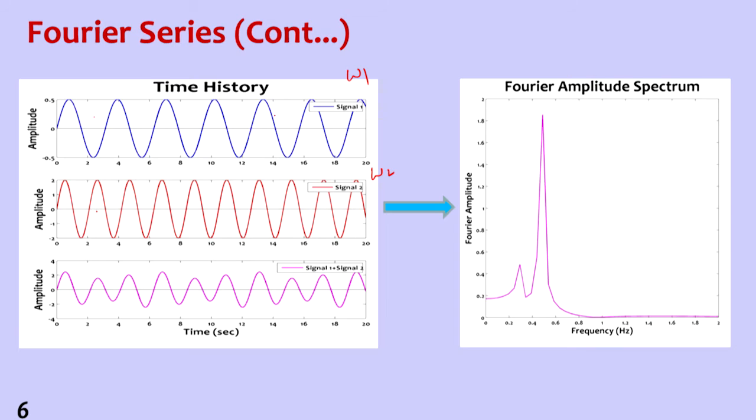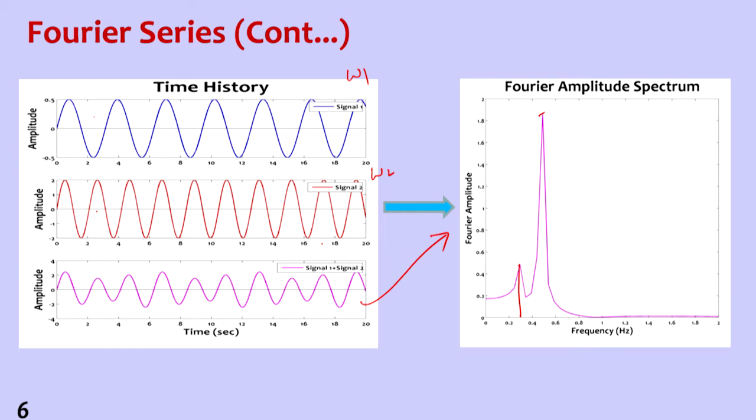Now if we add this omega 1 signal to the omega 2 signal, both signals will be there. As you can see, two signals are included in this signal. Now if we take the Fourier transform or Fourier amplitude spectrum of this one, we get a peak at one frequency and a peak at this frequency. That means what? The Fourier transform is telling us what kind of frequencies are present in any signal.